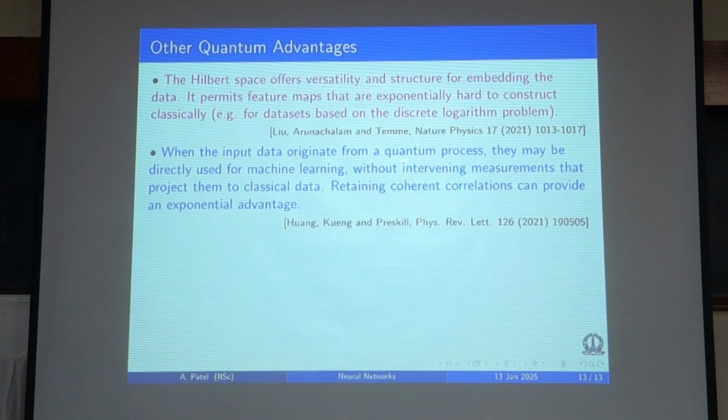of these machines can be the output of a quantum process and not a classical data converted to a quantum language. If that is the case, you can get advantage, and this is because the original data, which is quantum, will have certain kind of coherent correlations which is not present in your classical data.